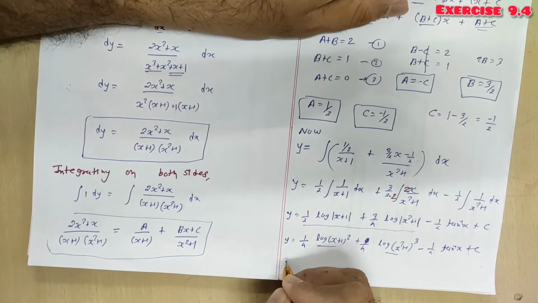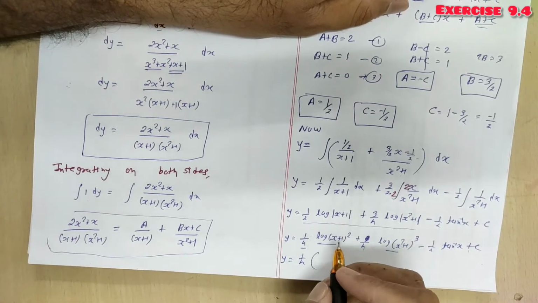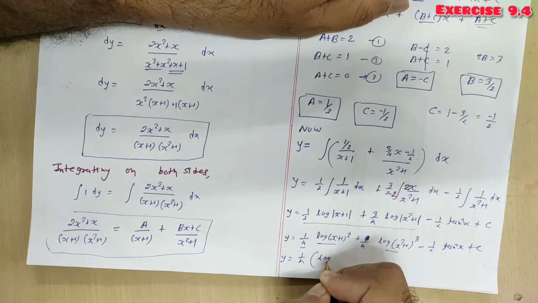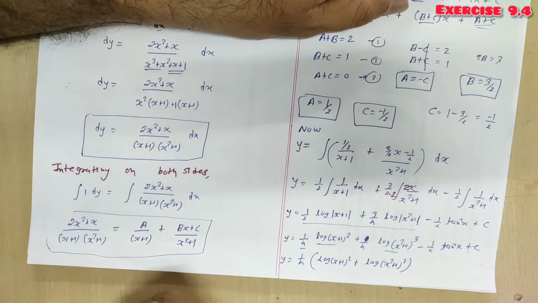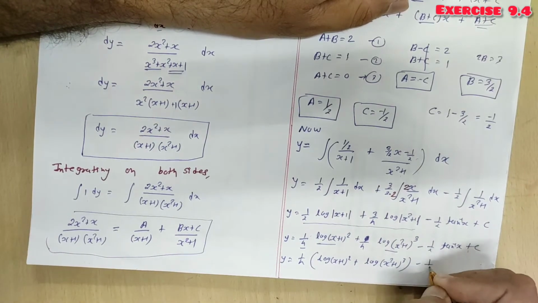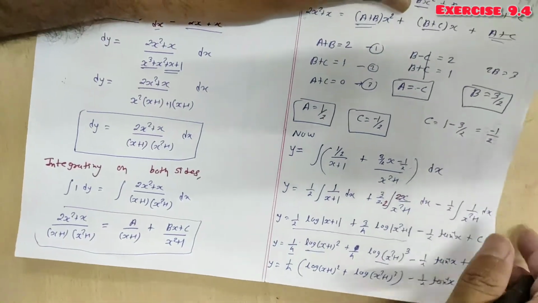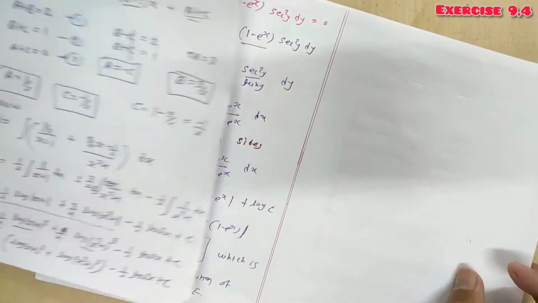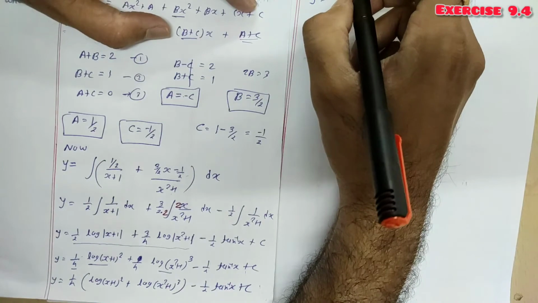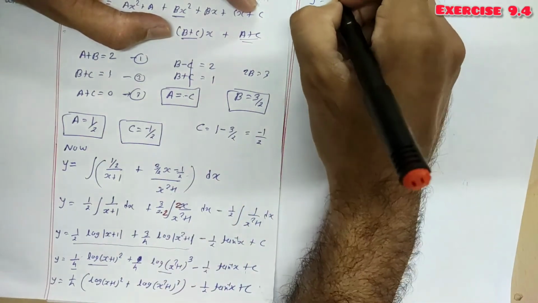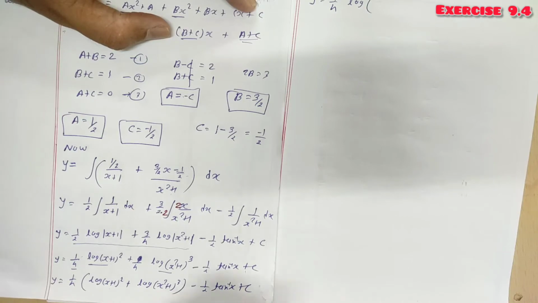So now taking 1 by 4 common, and these two logs are in addition, so we can perform the multiplication of these two terms. So y equals, taking 1 by 4 common, the remaining terms are log x plus 1 square plus log x square plus 1 cube, minus 1 by 2 tan inverse x plus c. So these two logs are in addition, so their multiplication will be done. So what we can write, so that is equal to, writing here, y equals 1 by 4 log of x plus 1 whole square into x square plus 1 cube, the multiplication of both terms comes in.